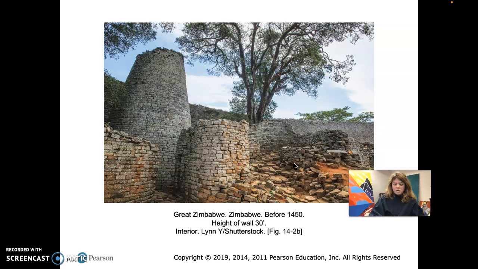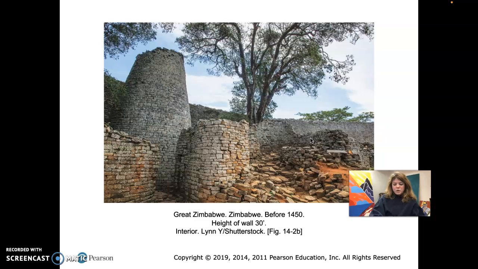It does feature these cone-shaped structures, and we don't know what those were used for exactly. The walls are around 30 feet high and built up to 15 feet wide at the base. And then they taper in width as you go up. So they're getting lighter at the top because they're thinner, and then they're thicker below. And that's probably just to account for the weight of the actual structure.